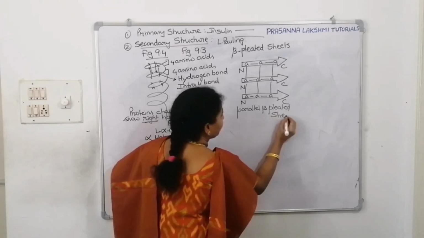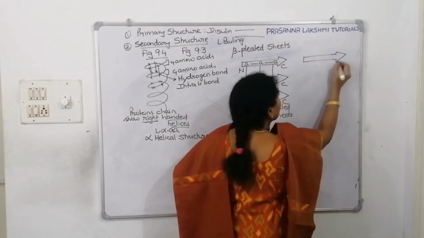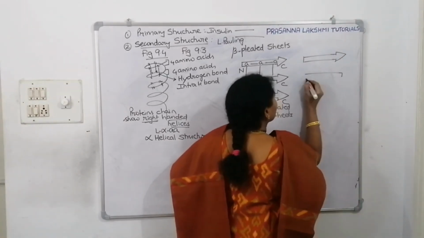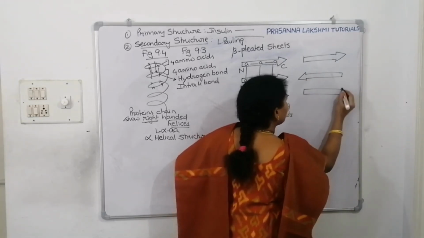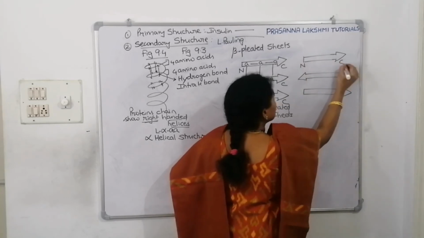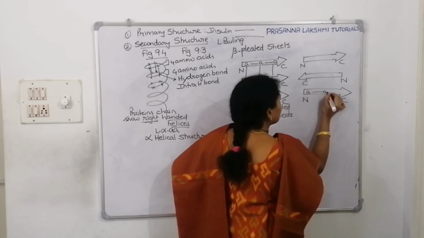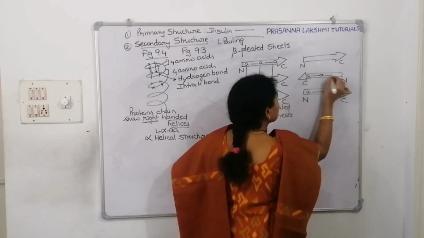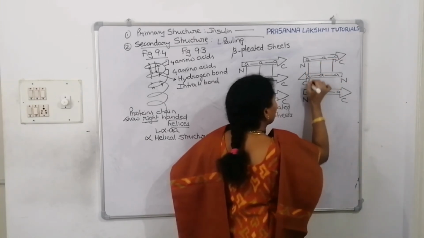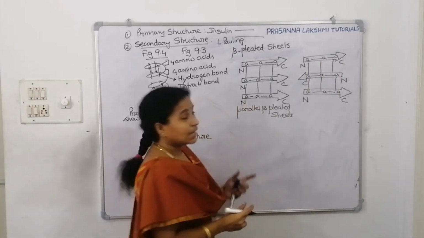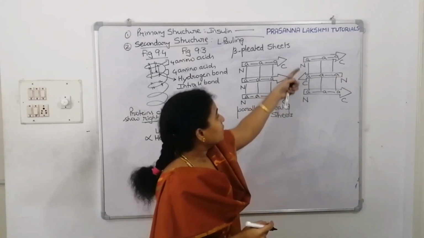Secondary structure. If one chain goes this way, the other chain goes this way, I am doing anti-parallel. N-terminal, C-terminal, N-terminal, C-terminal, N-terminal, C-terminal. Adjacent amino acids are connected by peptide bonds and hydrogen bonds. Now this is called anti-parallel beta pleated sheets because N and N are not together; N is with the C-terminal end.